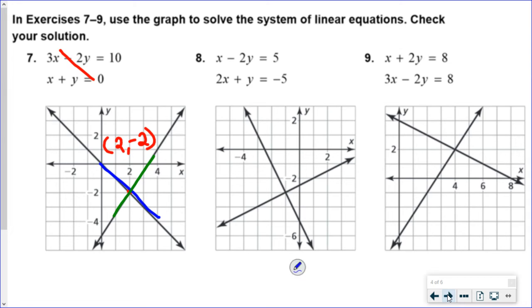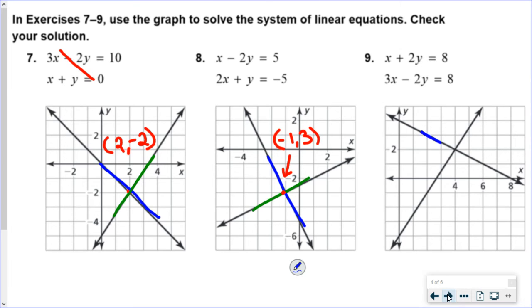Okay, so again, I have a blue line and I have a green line, just like the last one. And this point here is on both the blue line and the green line. So what is the solution? It is (-1, -3). That's that point there. And that is the solution, meaning it's the only point where those two lines cross, or the only point that happens to be on both lines.